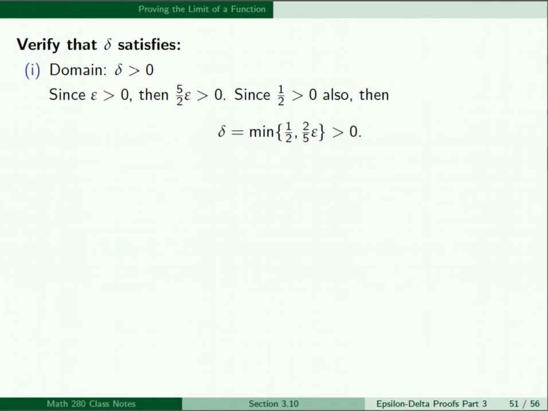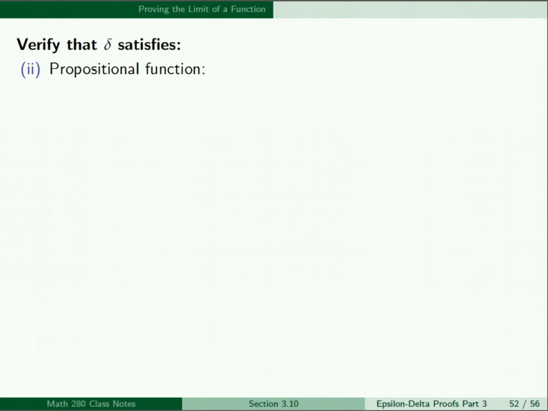So for the domain, we need to show that delta is greater than 0. Well, since epsilon is greater than 0, then 2/5 epsilon is greater than 0. And since 1/2 is also greater than 0, then delta, which is the min of 1/2 and 2/5 epsilon, will be greater than 0. And next we need to verify the propositional function.